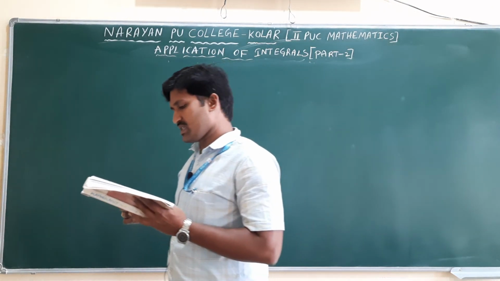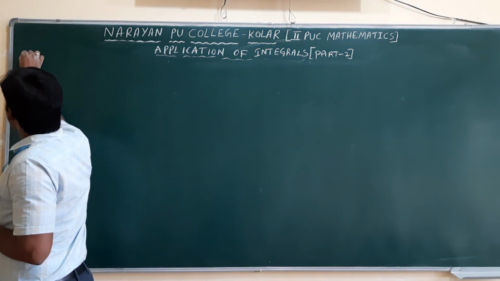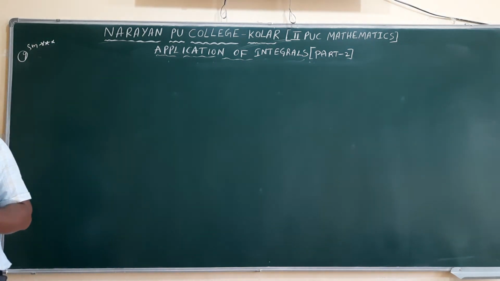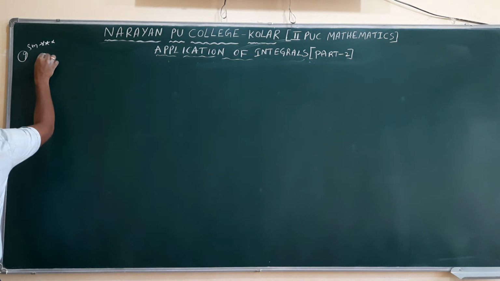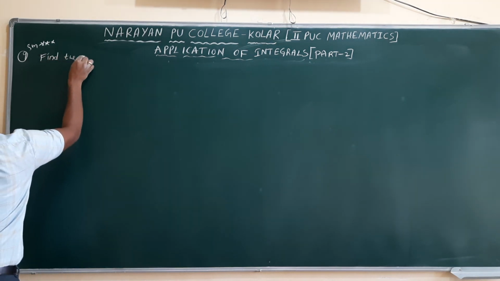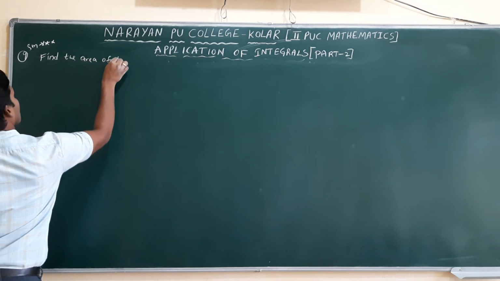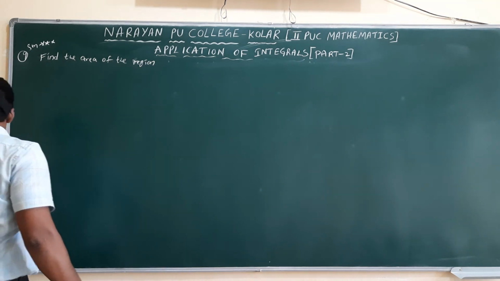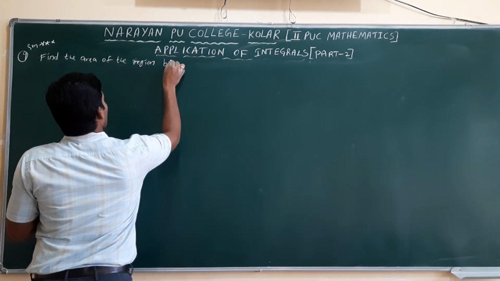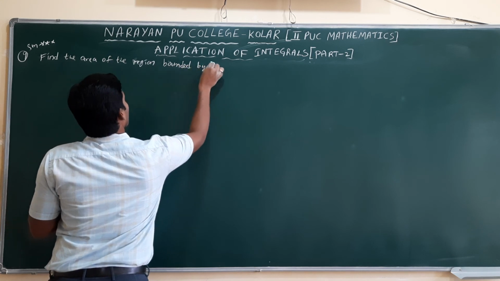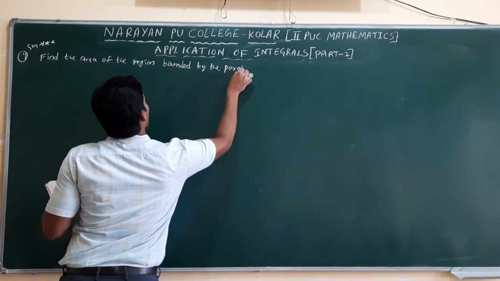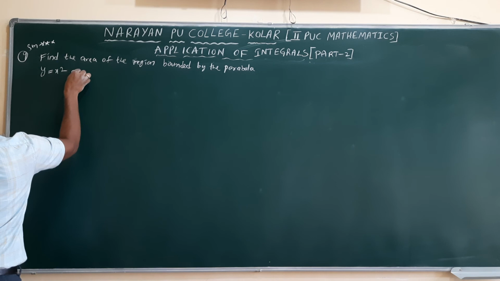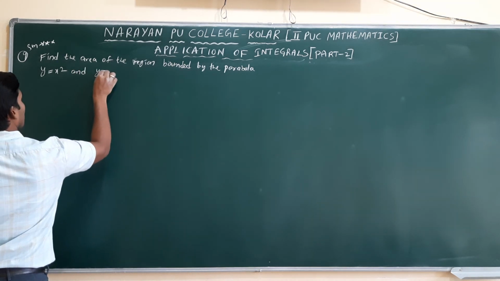Okay, next question. This is important for 5 marks. 9th one. Find the area of the region bounded by the parabola y is equal to x square and y equal to mod x.